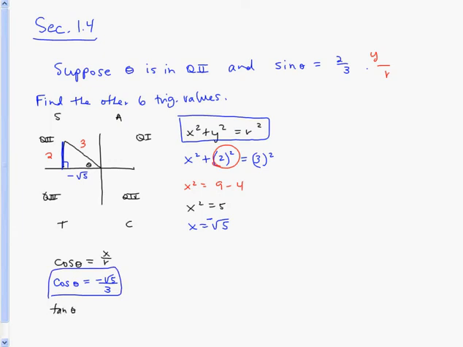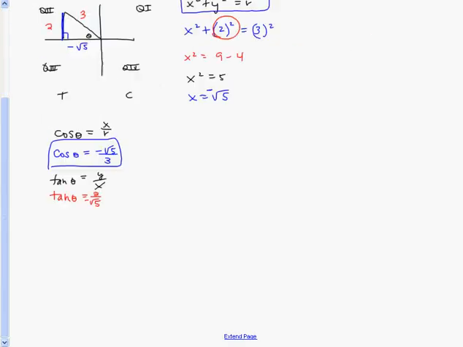Tangent of theta is y over x, as long as x is not 0. So tangent of theta in our case is going to be 2 over my x, which is negative square root of 5. Well, there's one that we have to rationalize. So I'm going to multiply by the square root of 5 on top and bottom, which gives me that the tangent of theta is going to be negative 2 square root of 5 over 5.